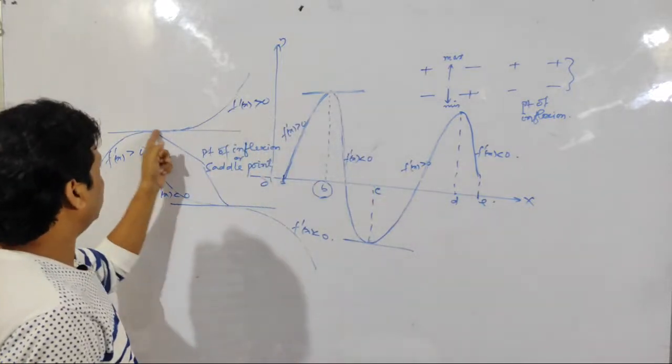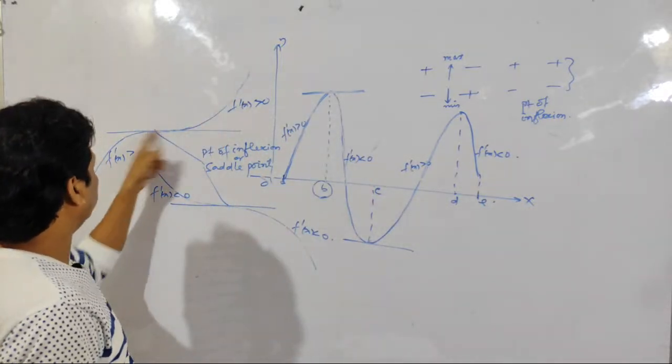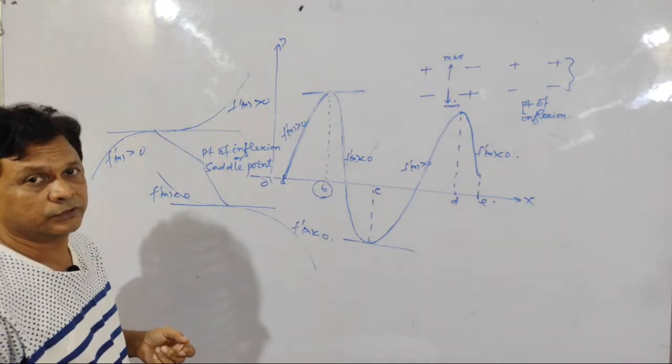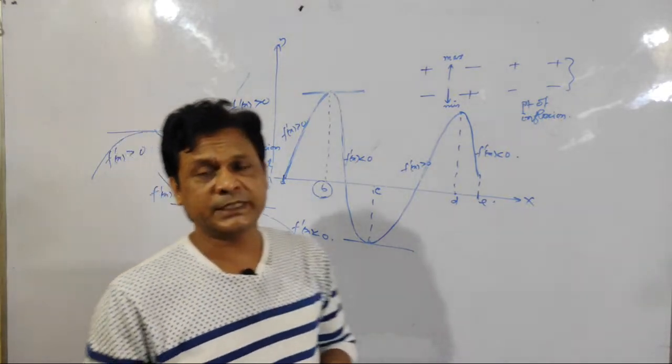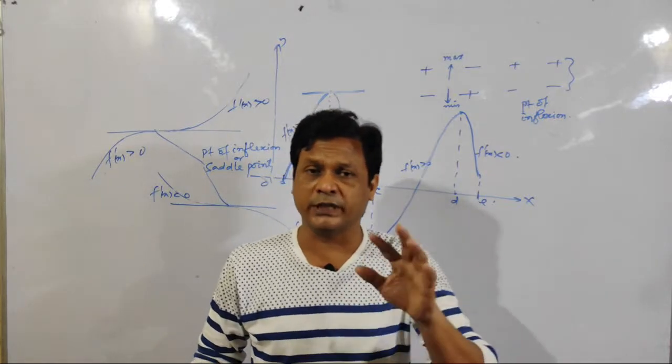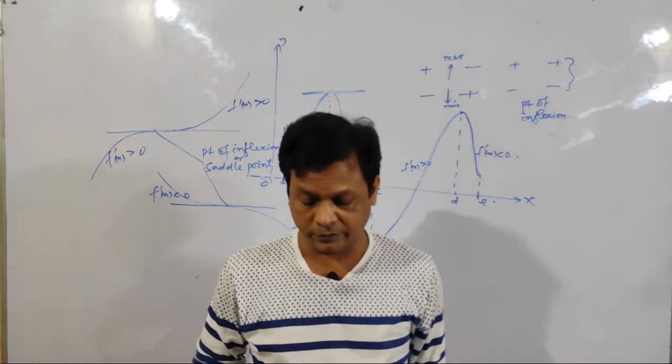If this is concave, then this will be convex. If this will be convex, then this will be concave. Clear? That means at the point of inflection, the curve changes from concavity to convexity or convexity to concavity. Clear?